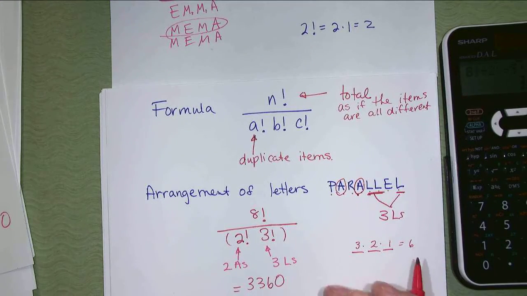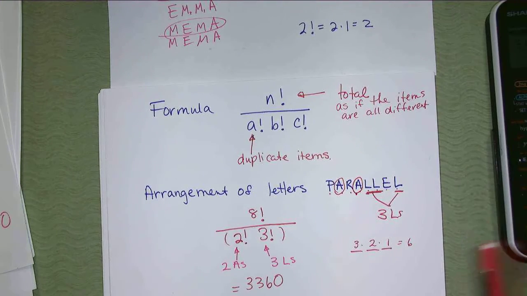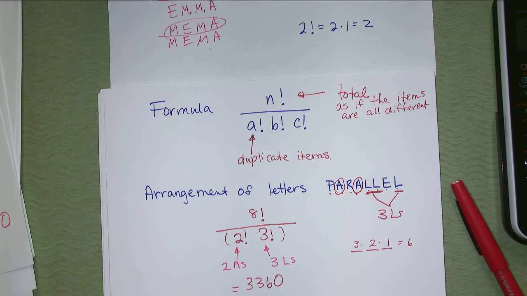3360. So anything that looks the same, you divide that out, but factorial. Because if there were 4 things that look the same, there's like 24 ways you could arrange those 4, not just 4. So you don't divide just by 4, you divide by the factorial.